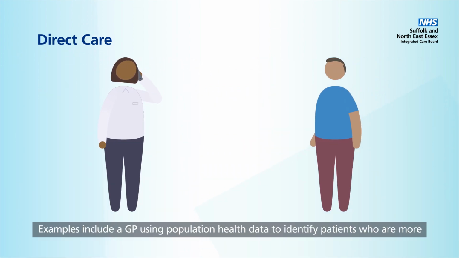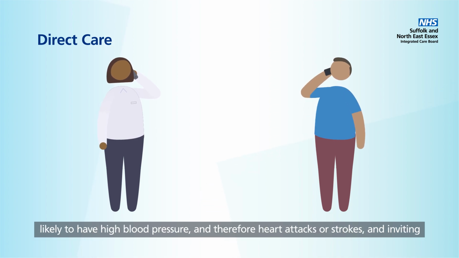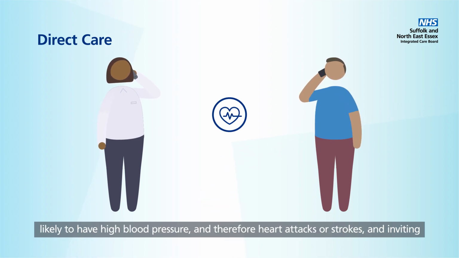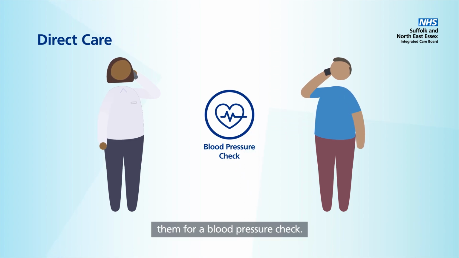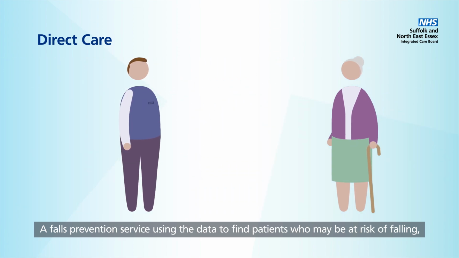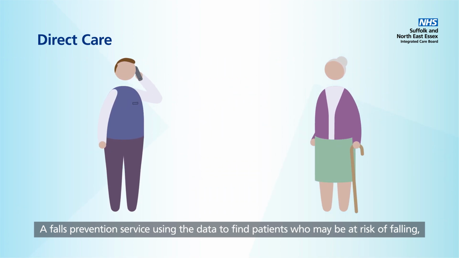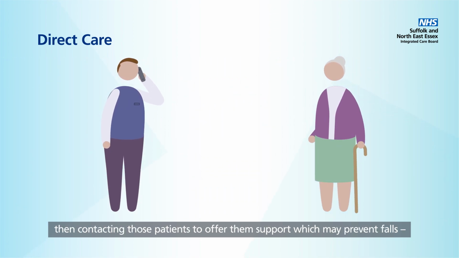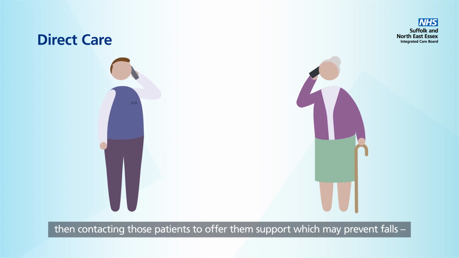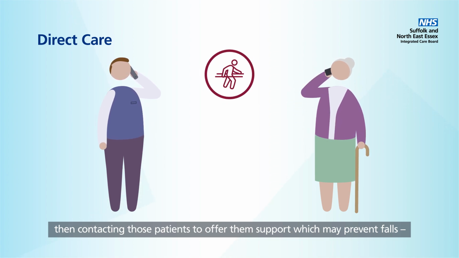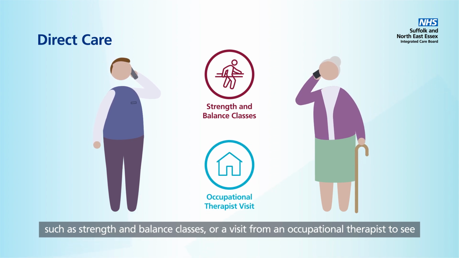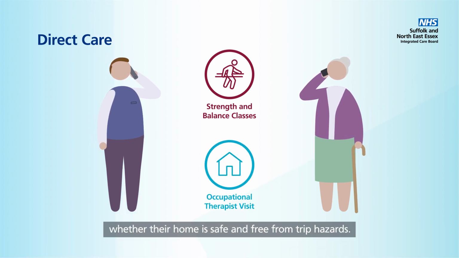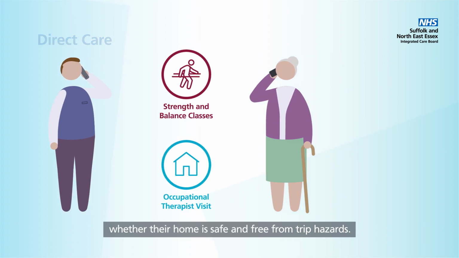Examples include a GP using population health data to identify patients who are more likely to have high blood pressure and therefore heart attacks or strokes, and inviting them for a blood pressure check. A falls prevention service using the data to find patients who may be at risk of falling, then contacting those patients to offer them support which may prevent falls, such as strength and balance classes, or a visit from an occupational therapist to see whether their home is safe and free from trip hazards.